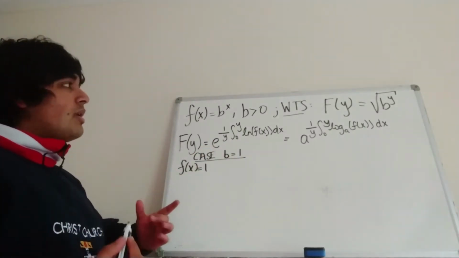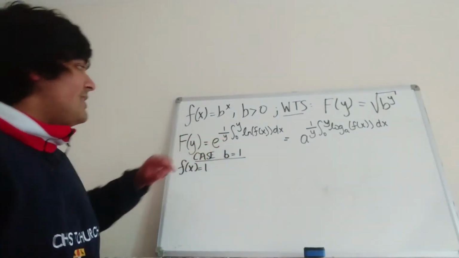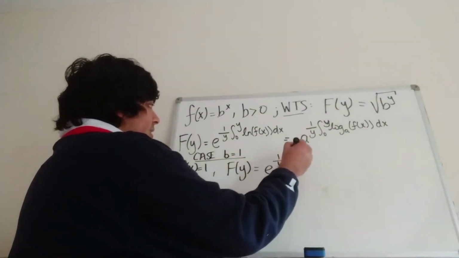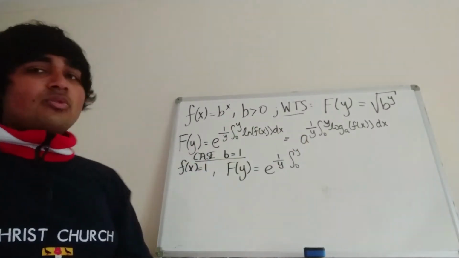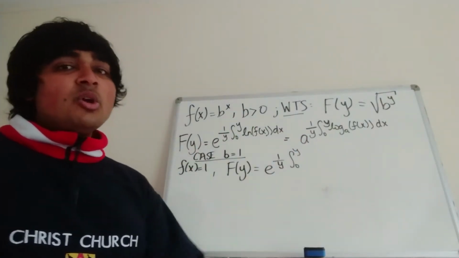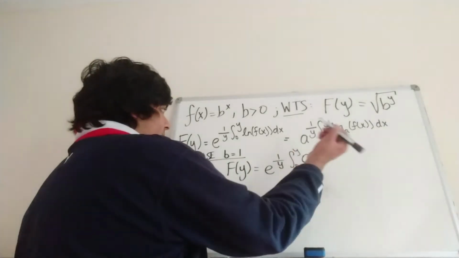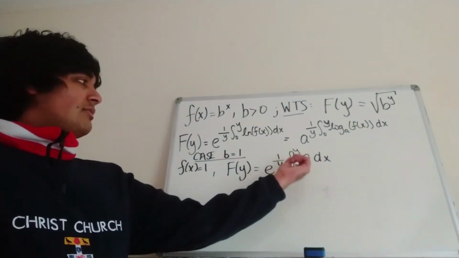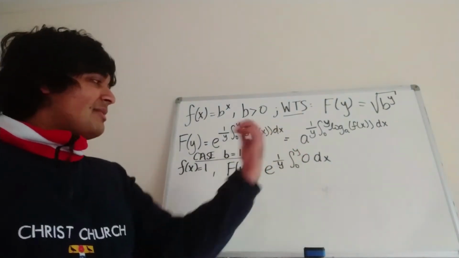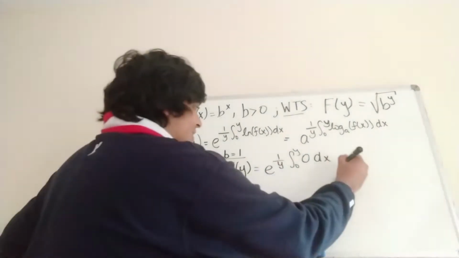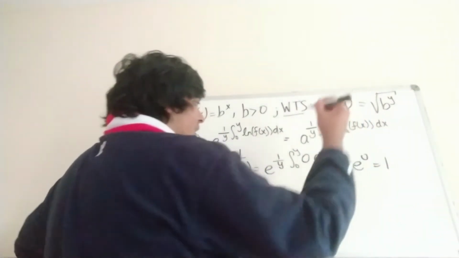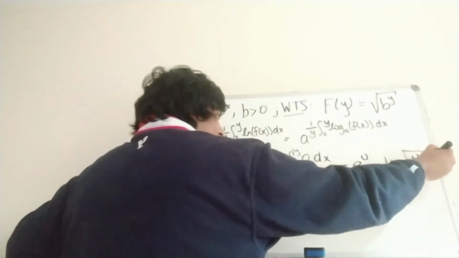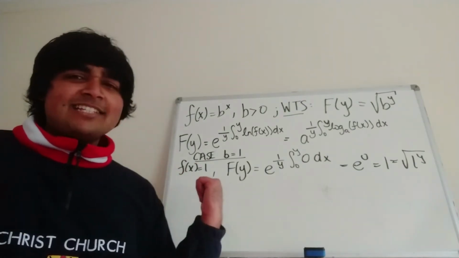Okay, f of x is just 1, so we can compute capital F directly from the definition. Capital F of y is equal to e to the 1 over y times the integral from 0 to y of the natural log of f of x, but that's just the natural log of 1, which is 0, dx. So of course this integral is just 0, times 1 over y is 0, a bunch of zeros. This is just e to the 0, which is 1, and it just so happens that 1 is indeed the square root of 1 to the power of y for any y. Okay, so that's the case when b equals 1 done.